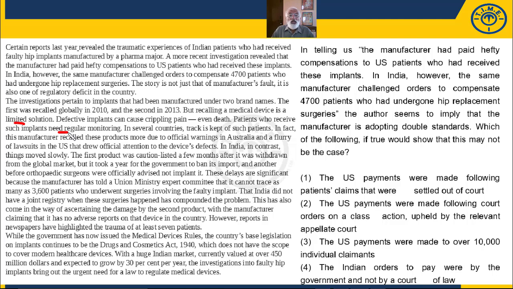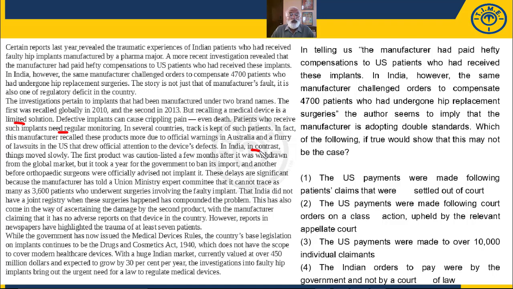Fine. In India, in contrast, things moved slowly. Now you realize when you're saying in contrast here, we're saying in contrast to what happened in Australia and the US, here things moved slowly. The first product was caution listed a few months after it was withdrawn. Caution listed would mean be careful not to use this. A few months after it was withdrawn from the global market. So that's a slow response.